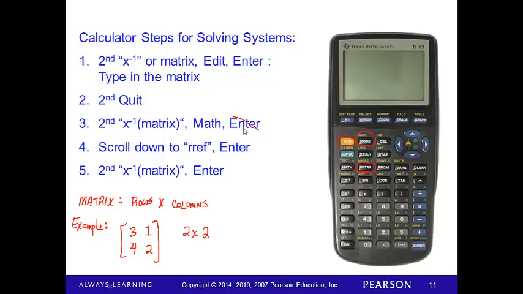Let me take this enter out. That shouldn't have been there. Scroll over to math. And then you're going to scroll down to RREF. RREF stands for row reduced echelon form. Okay, hit enter.